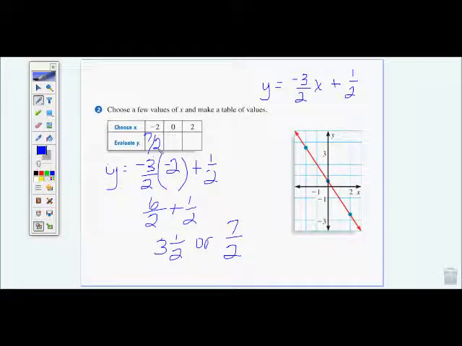0 I think we can do mentally because it's going to knock out my x value. So y will just be 1/2. And then if I multiply 2 by it, -3/2 times 2, and then add the 1/2, I'm going to have 5/2. Or again, you can rewrite that as 2 and 1/2 if that helps you with your graphing.